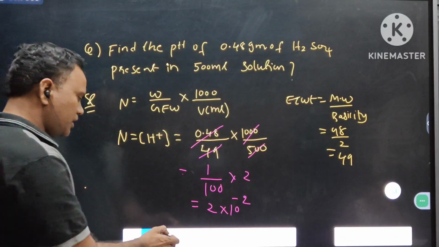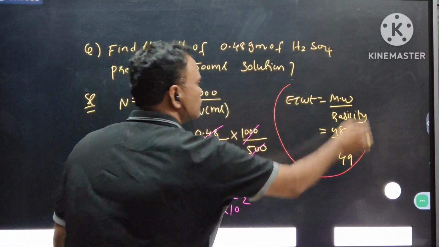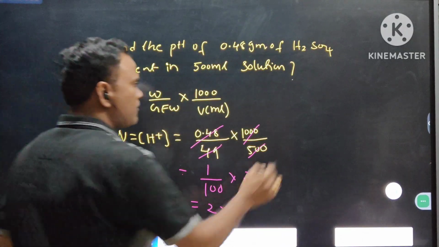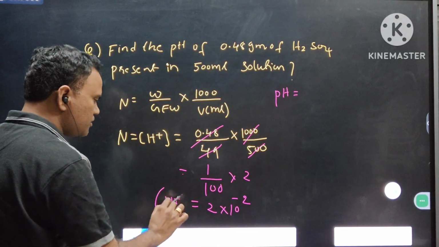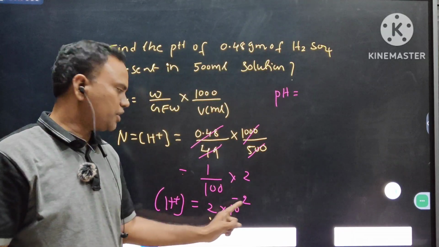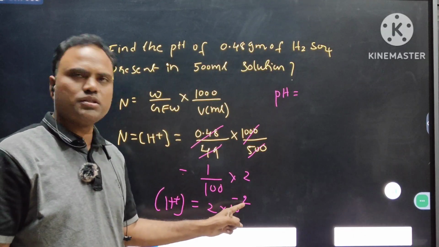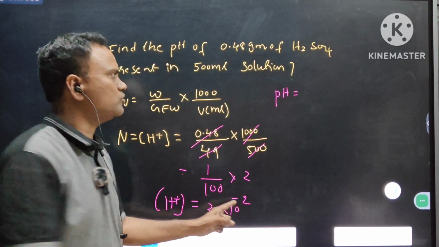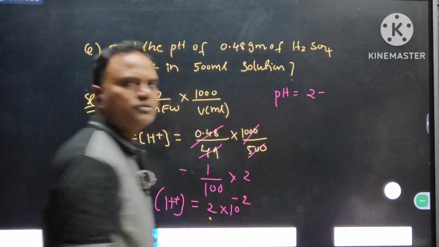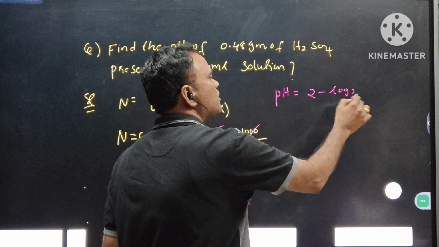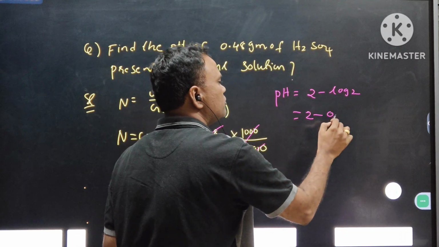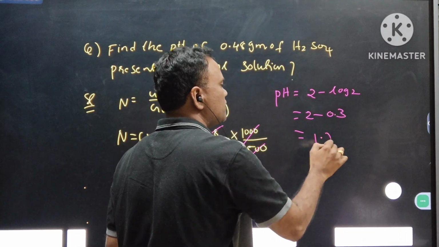Then what about the pH value? If the H plus concentration is some number into 10 power minus 2, first write the power number, which is 2. 2 minus log 2. Log 2 value is 0.3010. 1.7 is the answer.